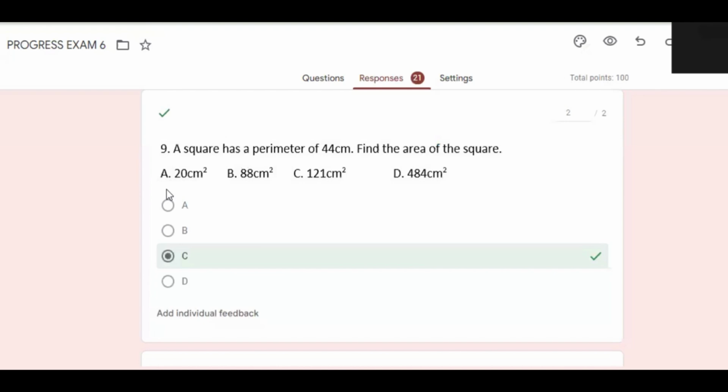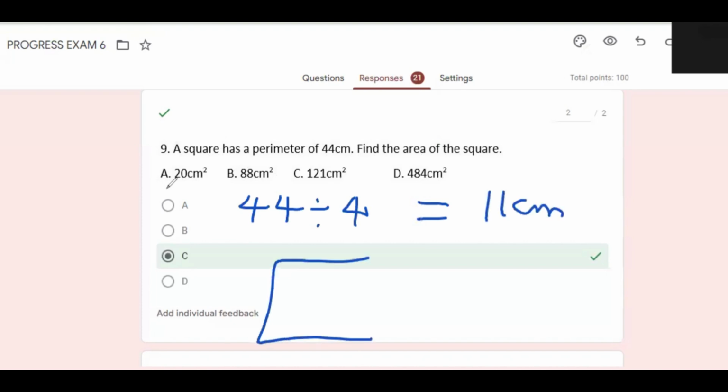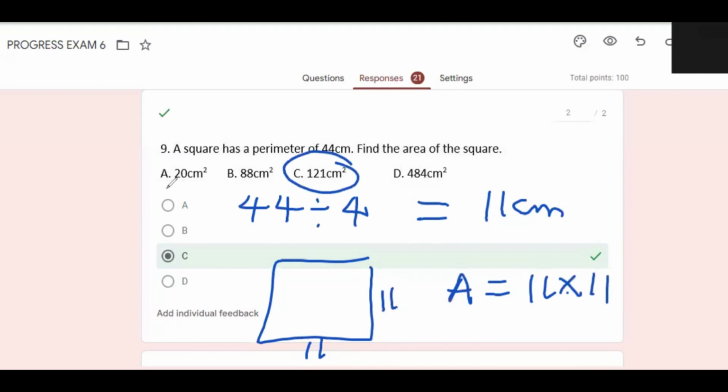Okay, so basically, since it's the perimeter, it's adding up all the sides, and all the sides of a square are equal. You basically just do 44 divided by 4. To get the size of each side, that is 11 centimeters. So that means a square with 11 by 11. The area will simply be length times length, which is 11 times 11, and we have 121.